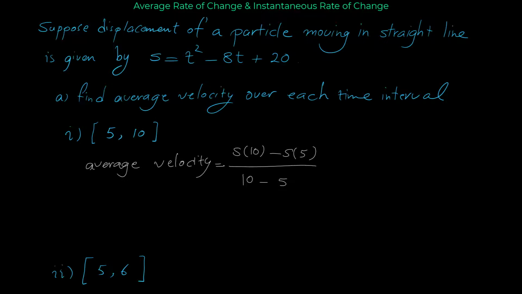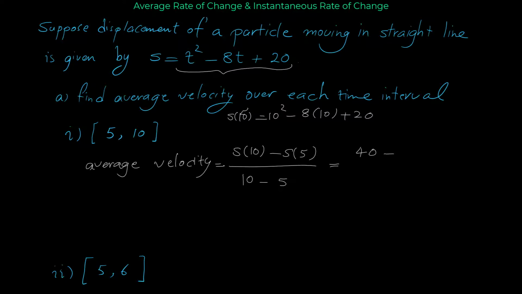So let's find s of 10 and s of 5. If we plug in 10 in this formula, s of 10 would be 10 to the power of 2 minus 8 times 10 plus 20. 10 to the power of 2 is 100, minus 8 times 10 is 80. 100 minus 80 would be 20. 20 plus 20 would be 40. So this is 40 minus s of 5.